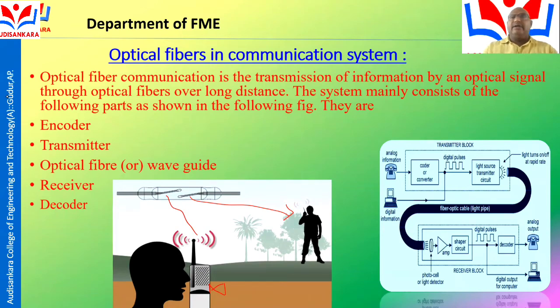One is the encoder, another is the decoder, transmitter, and optical fiber waveguide system. So my dear students, the information is carried from one place to another place, and the signal is continuously transferred. The basic components in the block diagram of the optical fiber communication system are: the first one is the encoder, number 2 is the transmitter, then the optical fiber waveguide system through which the signal is transmitted, the receiver is the fourth one, and then the decoder.